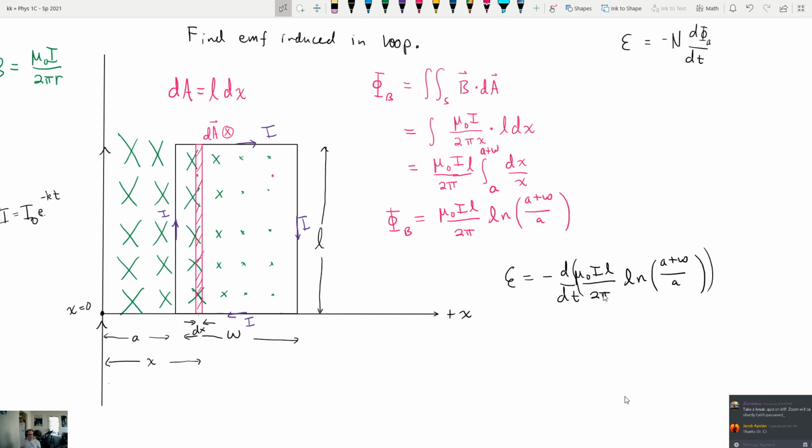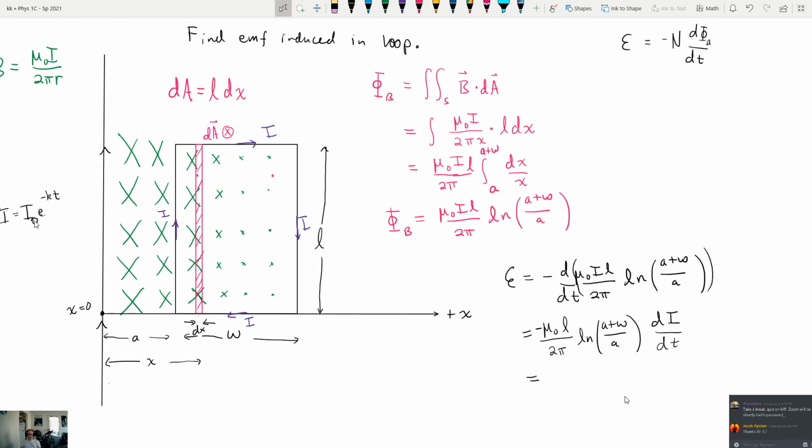So we need to pull out anything that doesn't have a time in it, right? Which is going to be everything except for I. So we have mu naught L over 2 pi natural log of a plus w over a. And then just dI/dt, right? So now, there's a negative sign still. This negative sign is going to go away, though. Now we just need to do dI/dt.